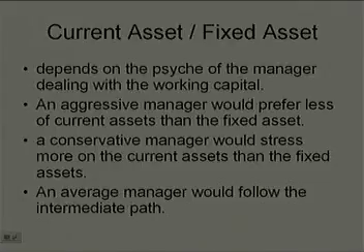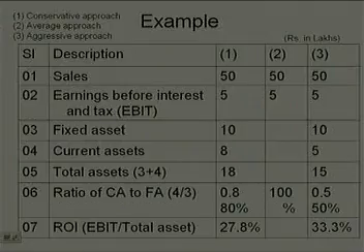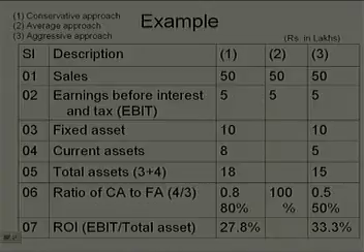Now, I will tell you why this ratio is important with the help of an example. Let us take this particular example in which you are given the figures on sales, the earnings before interest and taxes, the fixed assets, the current assets, and the total assets. Now, the ratio of current asset to fixed asset is also given. Now, we will try to see how this affects our return on investment.